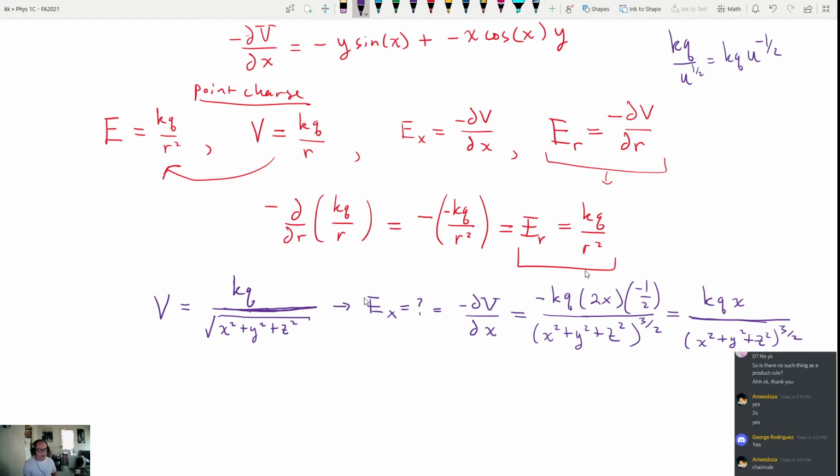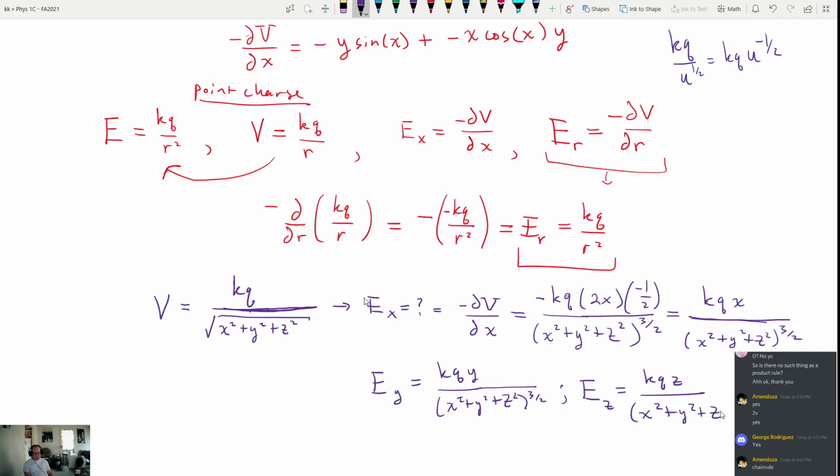Now that we've done it for x, and because x, y, and z all show up the same way, they're symmetric, we can probably write that kq y over x squared plus y squared plus z squared to the 3/2 is going to be Ey. And then Ez is going to be equal to kq z over x squared plus y squared plus z squared to the 3/2. So now that we have Ex, Ey, and Ez, that's kind of nice.